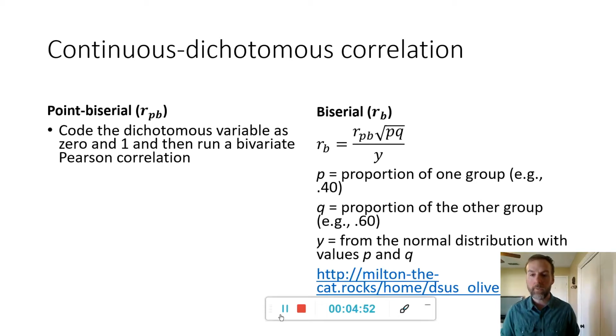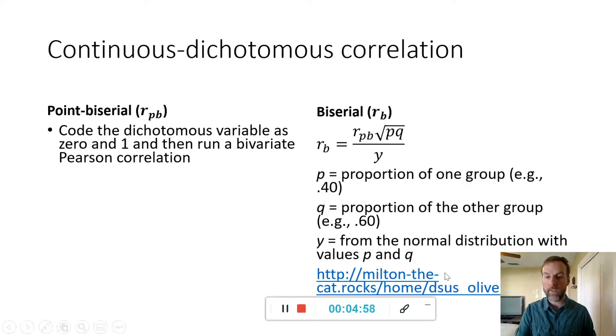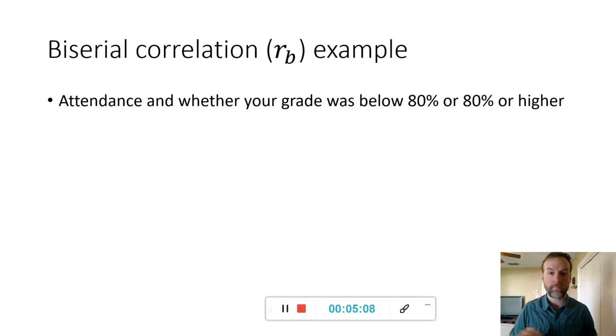From the textbook, when they talked about the biserial correlation, they actually referred to some of the online resources, and this is the website. It's the online resources for this textbook if you want to read more about the biserial correlation. But let's try one for ourselves.